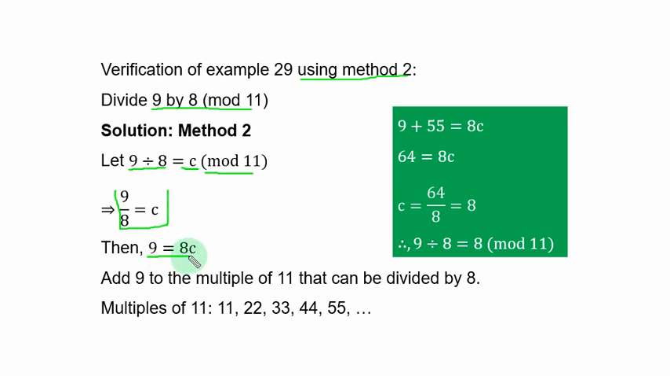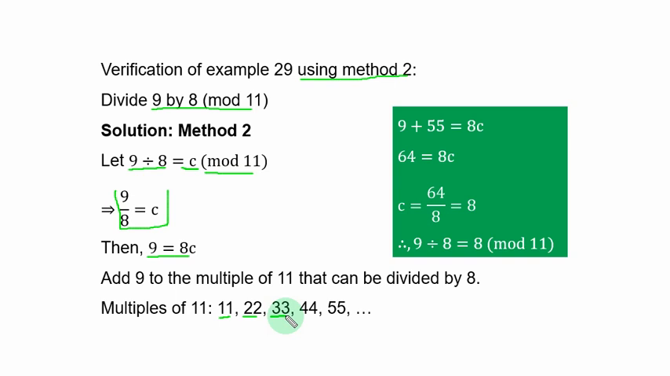This is what happens. Add 9 to the multiples of 11 until the result can be divided by 8. You list the multiples of the modulo 11, then you look at them, the one you can divide by 8 after adding 9. The first multiple of 11 is 11. If you add 9, 8 cannot divide it. The second one is 22. If you add 9, 8 cannot divide. The third one is 33.